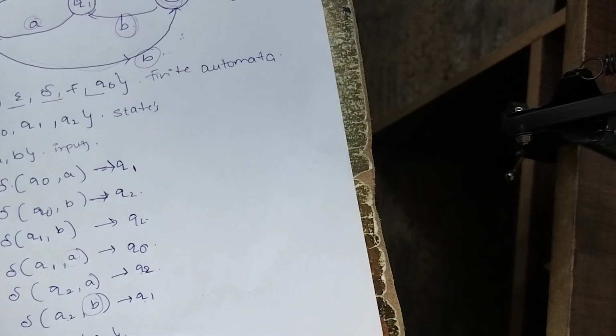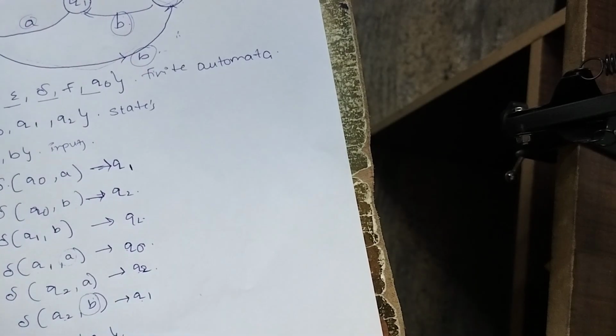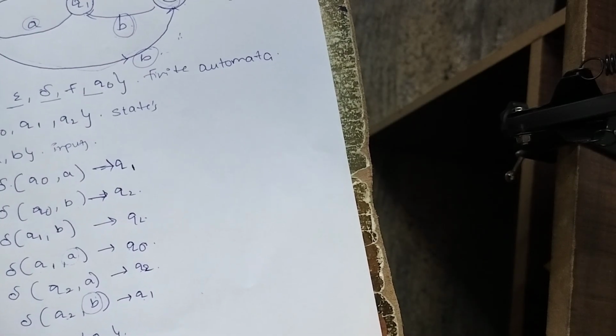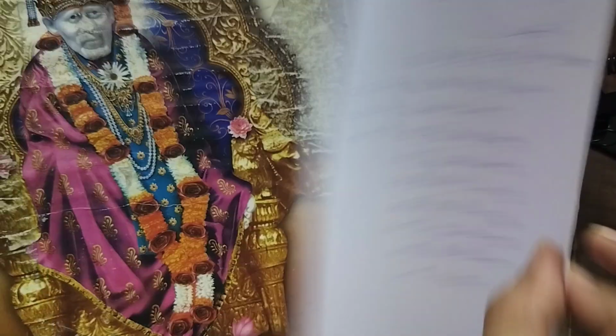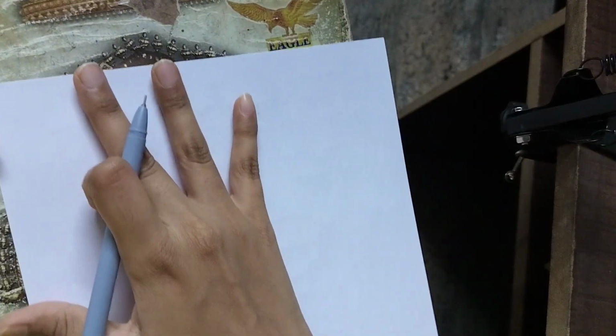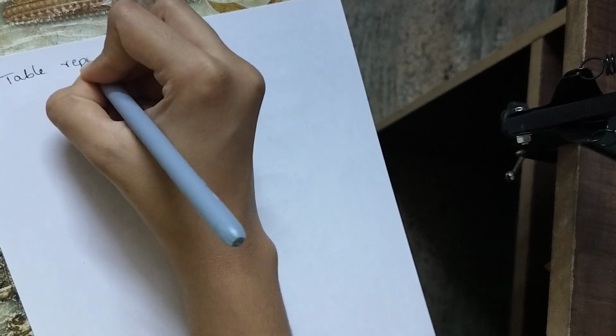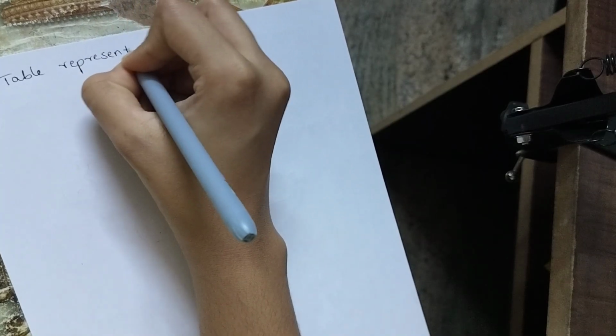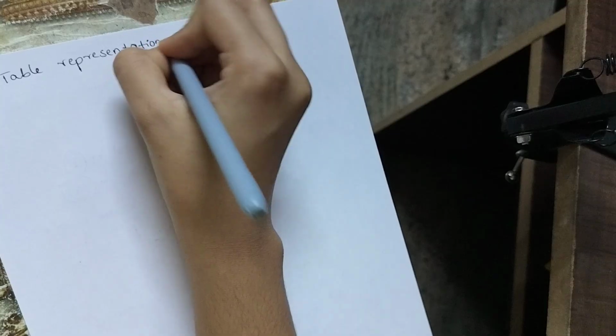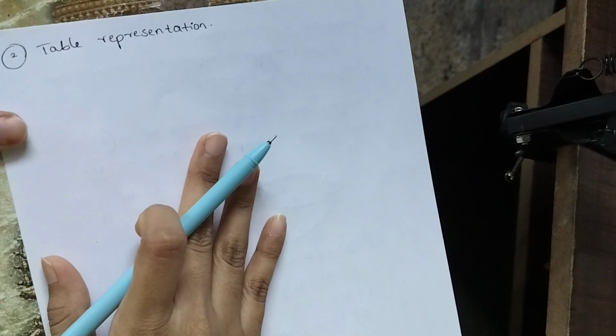Now we'll discuss something new called tabular representation. We know that finite automata is divided into two classifications. The first one we have seen is the graphical representation. Now the second one is the table representation. Let us write some theory to understand it quickly.